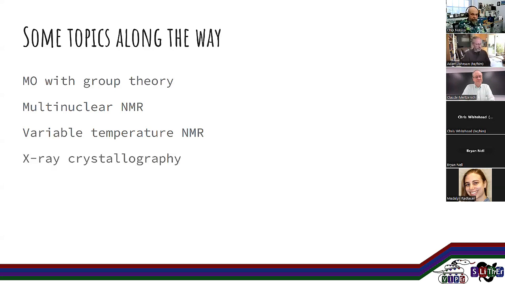X-ray crystallography for sure comes up. Again, we don't go too hardcore into the math behind it. Mostly very practical stuff. What is it? What can you learn from it? What does it look like, sort of things. But I think that's something many organometallic chemists rely on, getting crystal structures. So something we've got to talk about along the way.